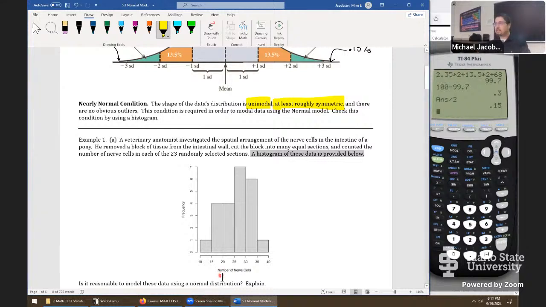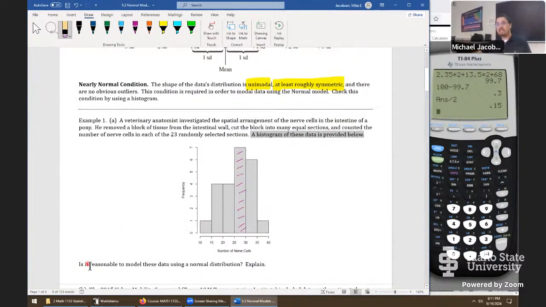So when you see this, this is saying, for example, that in this region, there were 7 blocks of that original chunk from the intestinal wall that had between 25 and 30 nerve cells. So that's what this histogram right here is conveying. So now we have to decide on part A, this is a single part problem. Is it reasonable to model these data using the nearly normal condition?